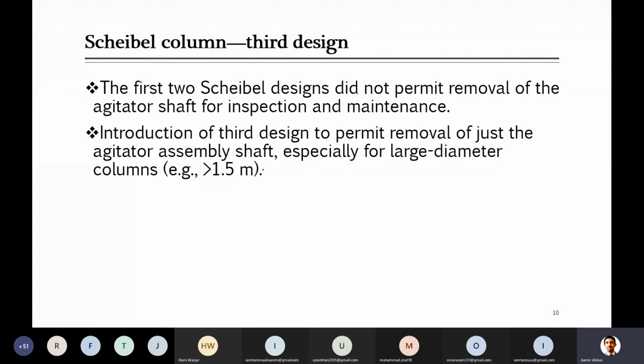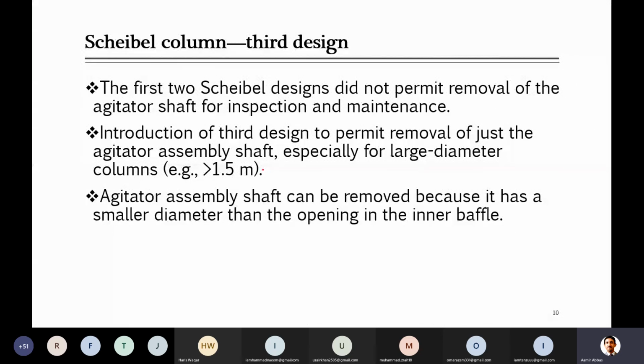Especially in a large diameter column, this was mandatory, because if the column diameter keeps on increasing, the internals, like the packing and all the other parts, will be huge in number, and it will be difficult to keep everything out and then bring it back. So this was the modification.